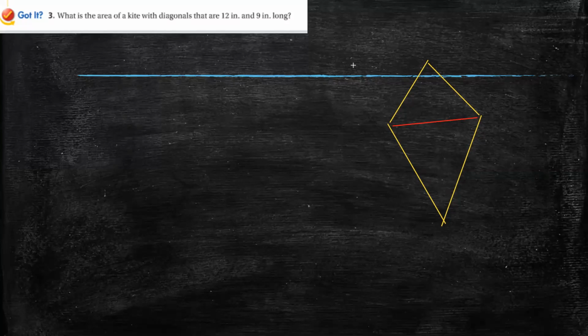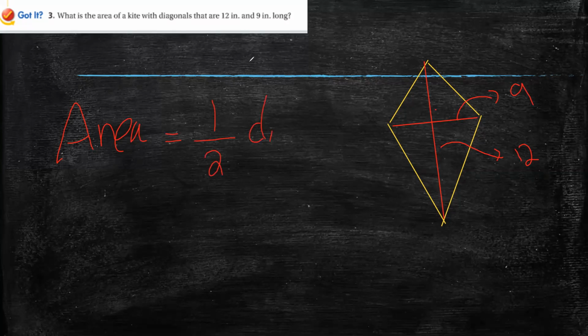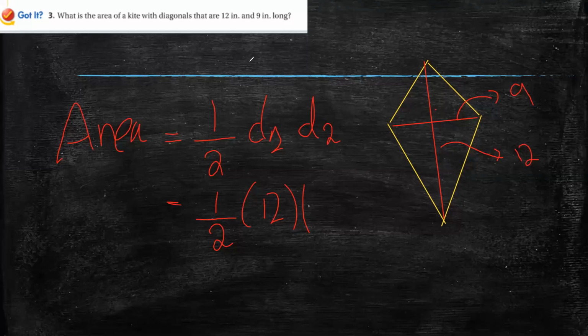Then the first diagonal, the longest one here, is 12, and the smallest one is 9. So I would say this is 12 and this is 9. I need to find the area of the kite. We know that the area of a kite is half the product of the first diagonal times the second diagonal. The length of the first diagonal is 12 times the length of the second diagonal, which is 9. So it will be 54 inches squared. This will be the area, half D1 D2.